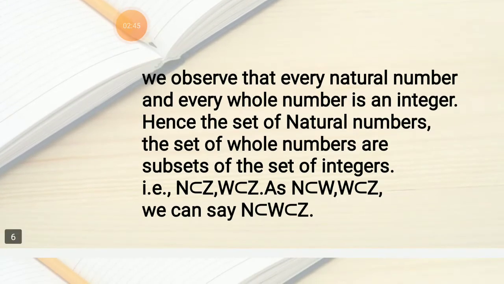We observe that every natural number and every whole number is an integer, because integers are negative numbers, 0 and natural numbers. So every natural number is an integer, and every whole number is an integer. Hence, the set of natural numbers and the set of whole numbers are subsets of the set of integers. That is, N subset of Z, W subset of Z. As N is a subset of W as well as W is a subset of Z, we can say N subset of W and W subset of Z.